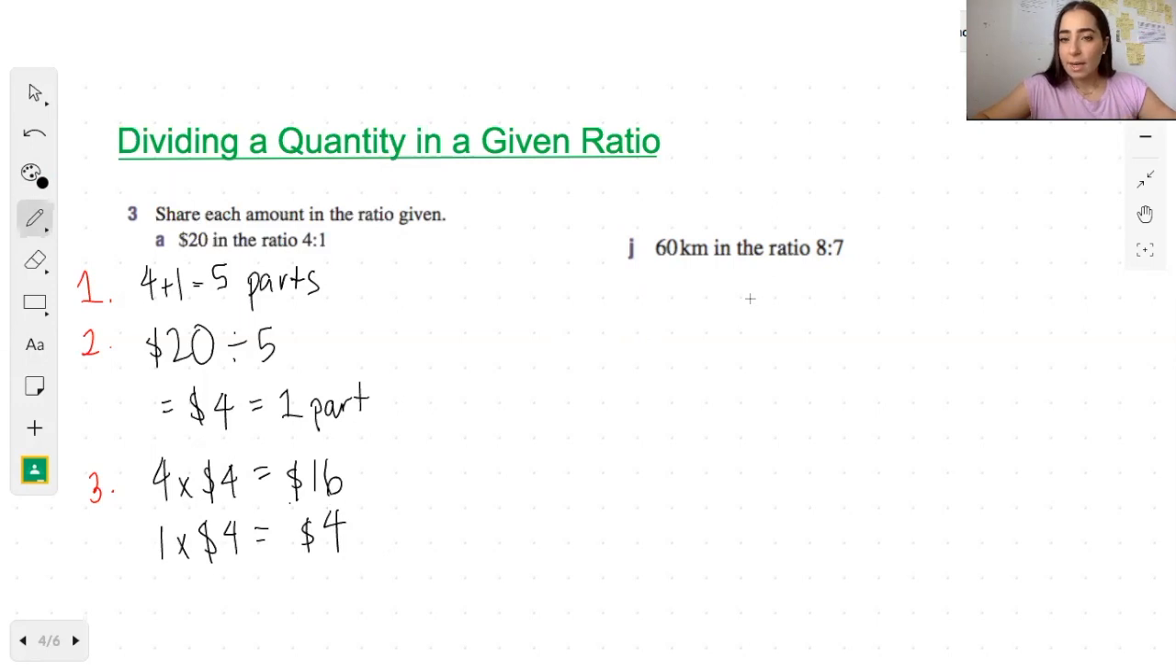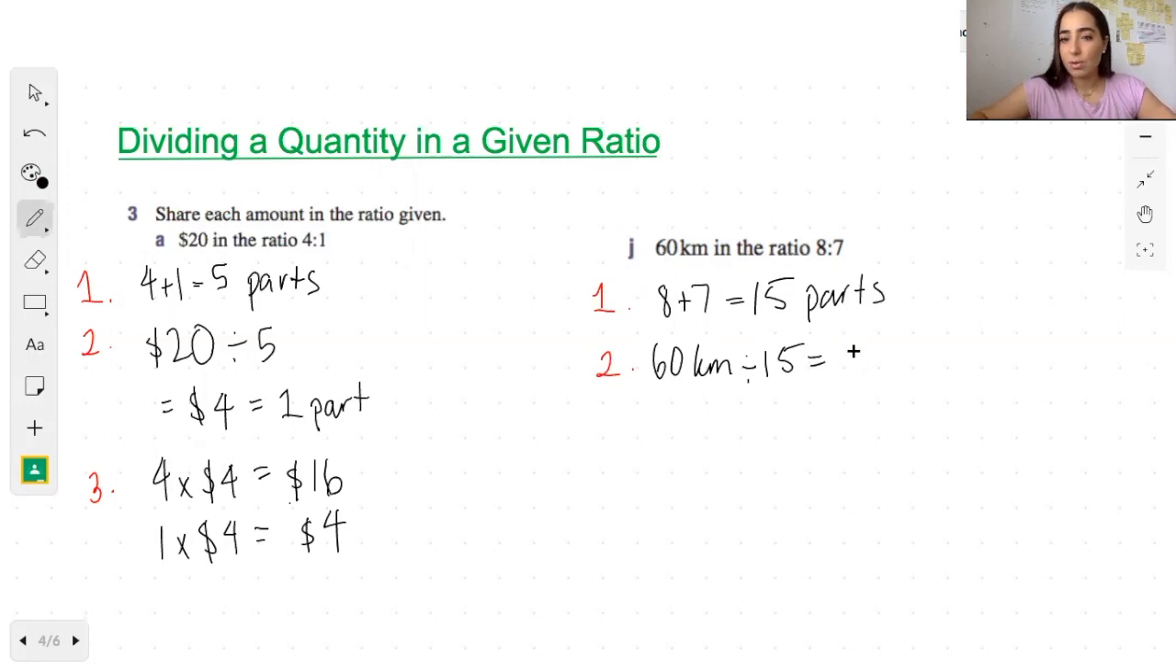So let's attempt this second question. We're going to apply the same steps. So let's start with step 1. So we're going to add the 2 numbers in the ratio to find the total number of parts. So that's 15 parts. Then we're going to take the quantity, 60 kilometers, and we're going to divide that by the total number of parts.